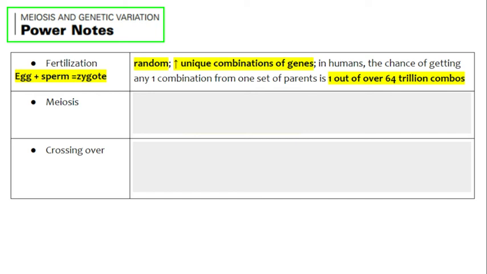All right, now that you've answered the "what I need to know" questions, let's look a little bit at meiosis and genetic variation. How does meiosis create genetic variation? Well, there's three things that contribute to genetic variation. Fertilization, that's when the egg and sperm combine to make a zygote.